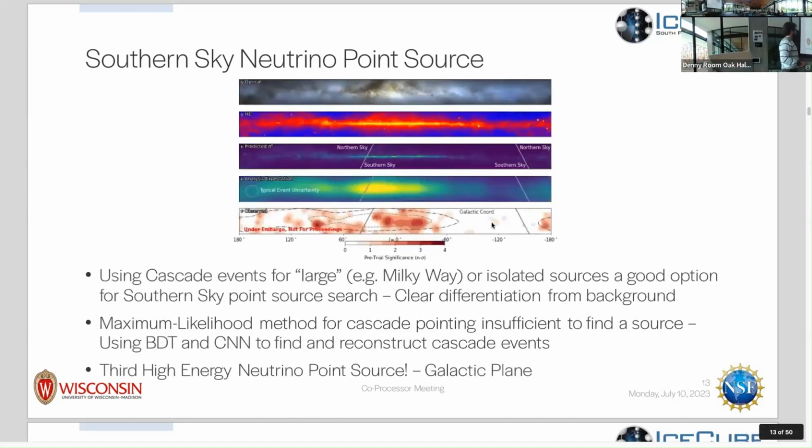And recently, what we found was that boosted decision tree and CNN methods for reconstructing the direction of these cascade events were outperforming the standard maximum likelihood methods. And maybe some of you have heard about this, because of these neural network-based methods, these machine learning-based methods, we were able to recently identify a third source of high-energy neutrinos, which is the galactic plane. So that was a very exciting recent result.